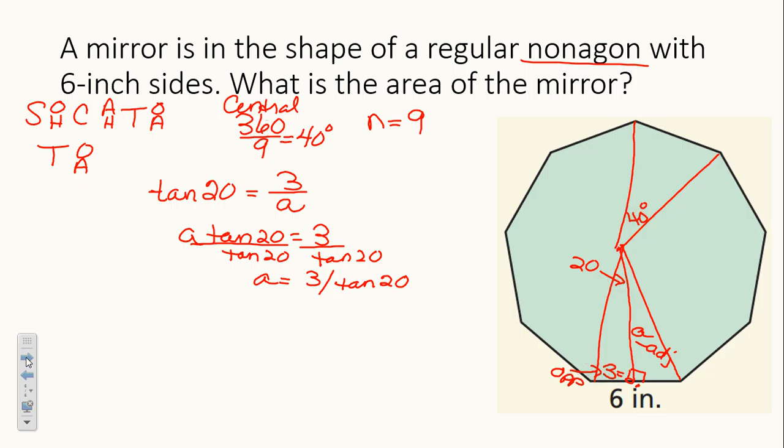I got 8.24. 3 divided by tangent 20 equals. You have to hit the equal sign, because when you just hit enter and say tangent 20, it might just tell you what the tangent of 20 is. So when you hit equals, it will be 8.24. That's my height. If that's my height, now I need to find the area of the whole polygon. We just took 3 divided by the tangent of 20, and that's this guy, 8.24. That's A, the apothem.